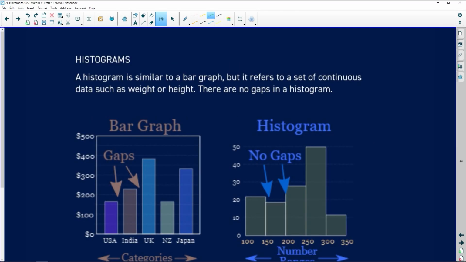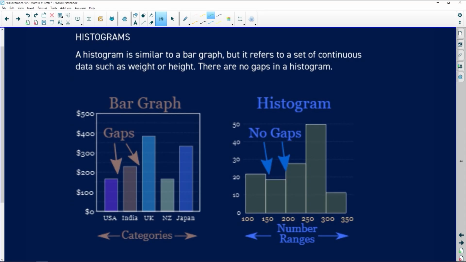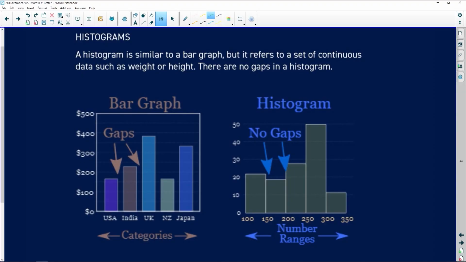First of all, what is the difference between a bar graph and a histogram? We've looked at bar graphs, and bar graphs are bars that are by themselves. But in a histogram, the bars touch each other because there's a continuous flow. For example, with bars we're looking at individual things that can't be linked, like the USA, India, UK, New Zealand, Japan.